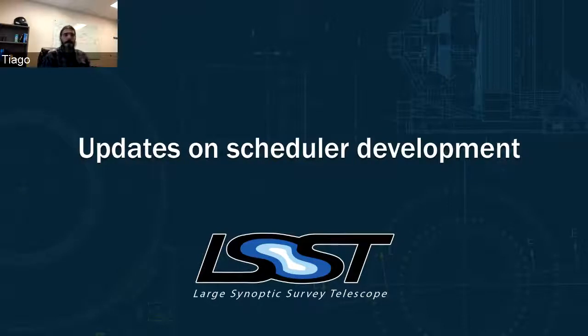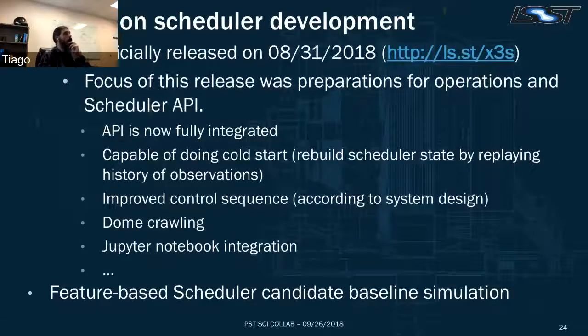And I just want to give some updates on the development of the scheduler. And so we officially released version 1.3 of the scheduler. That's the one that has the API fully integrated and supports the feature-based scheduler algorithm in a seamless way, and also supports other scheduling algorithms if someone wants to implement them using the LSST framework.